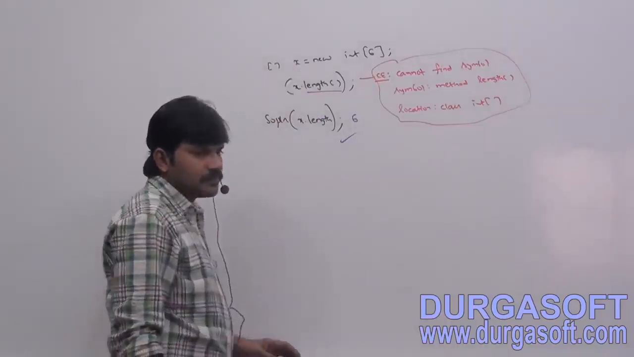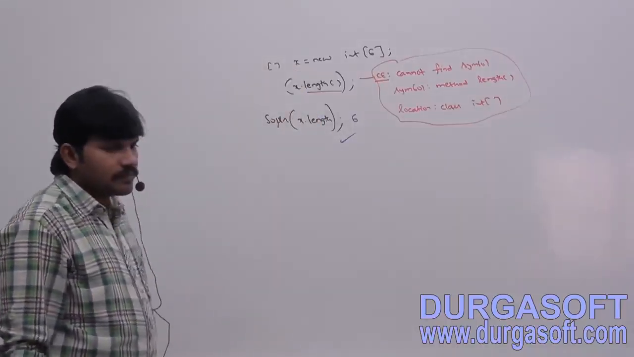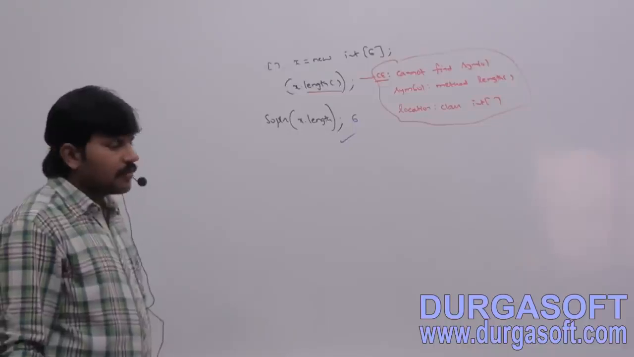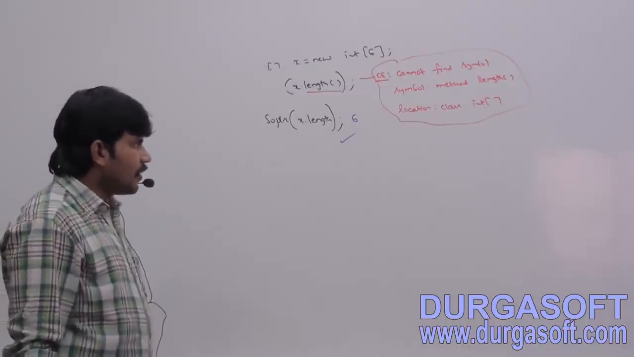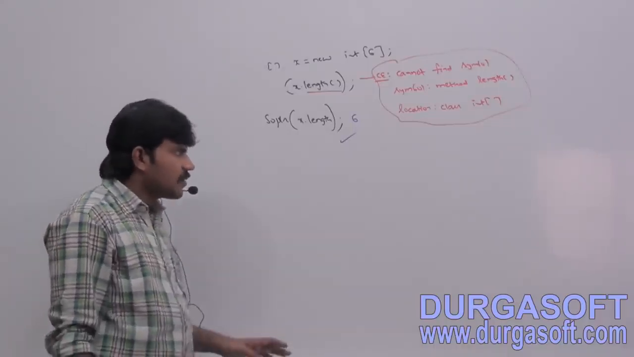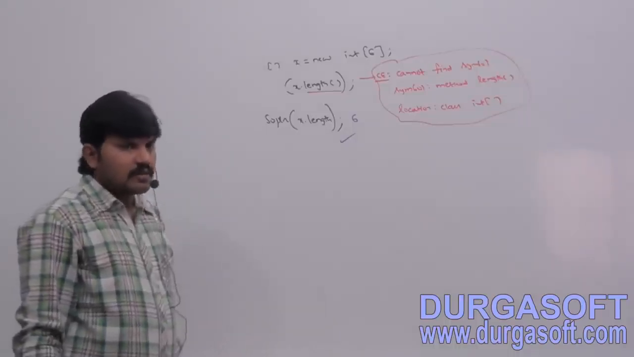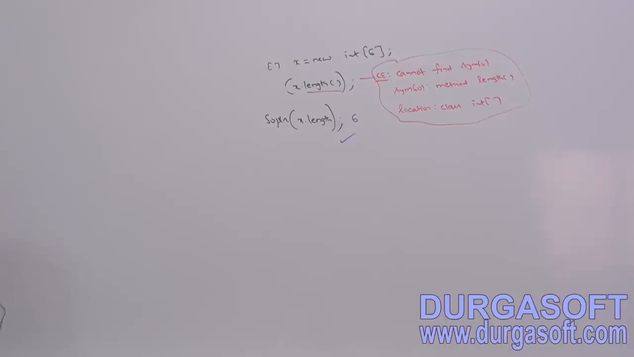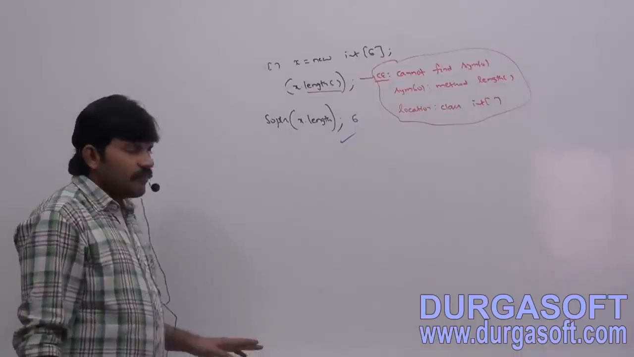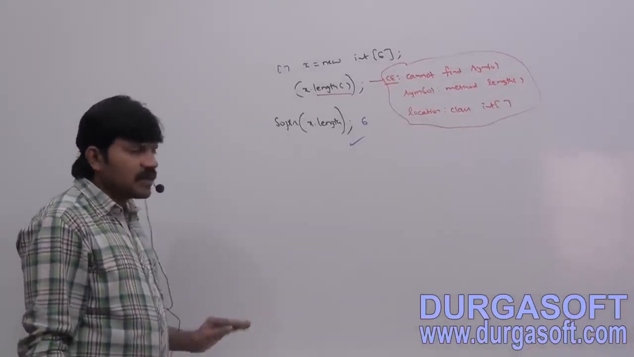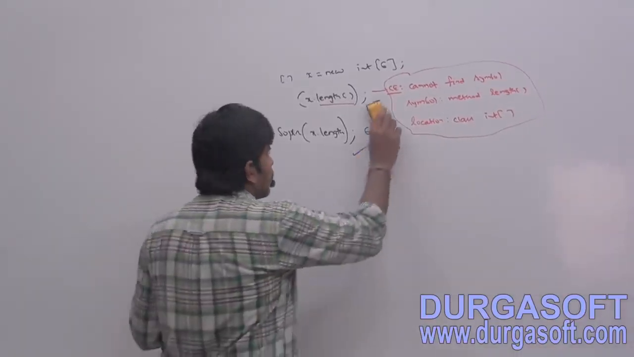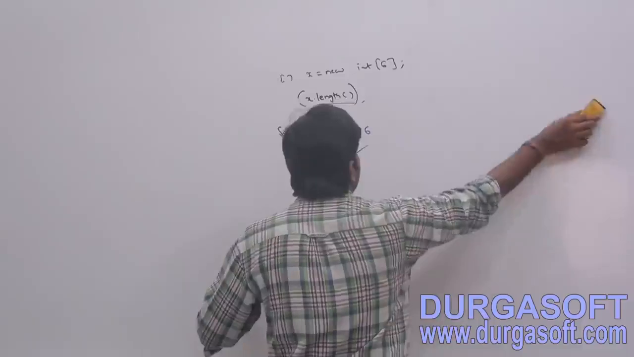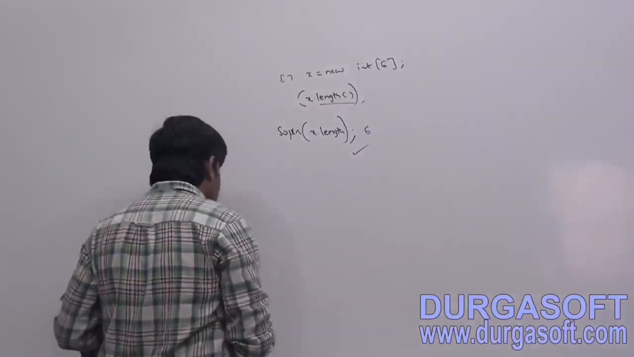Next one. With x.length() as a method, there is a compile time error also: cannot find symbol. Which symbol? Method length. Location: class int array. And whenever we are taking SOP of x.length, it is perfectly valid. The answer is 6.